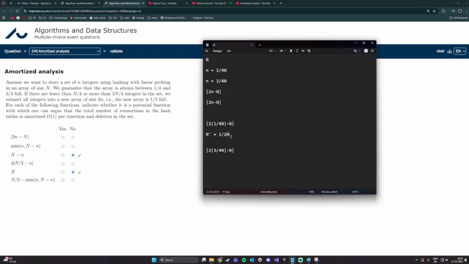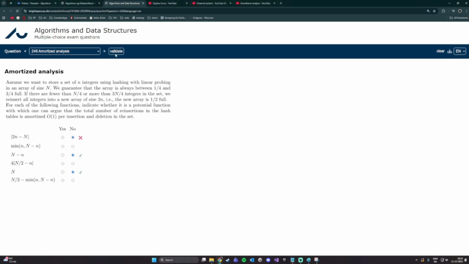Okay, so now this is 2 times a fourth of n, so that's the same as 1/2 n minus n. Before, this is obviously negative, but it becomes absolute value, so it's half of n, and afterwards we also have half of n. So we have the same amount of potential before and after the expensive operation. That seems bad. I think no.